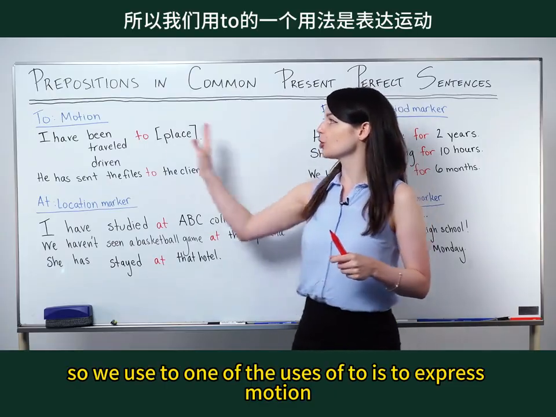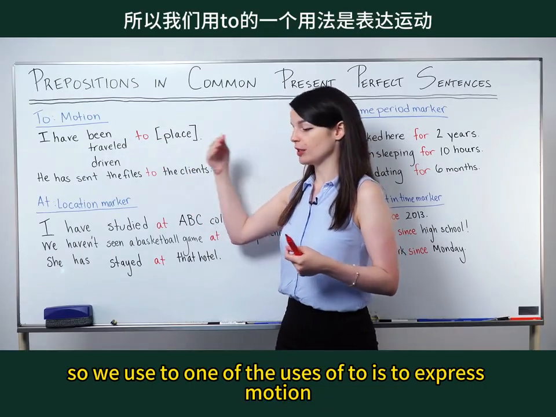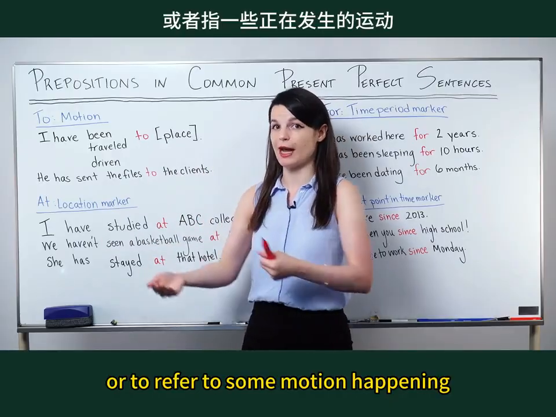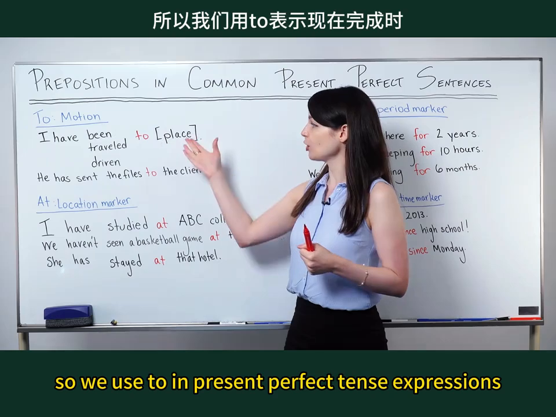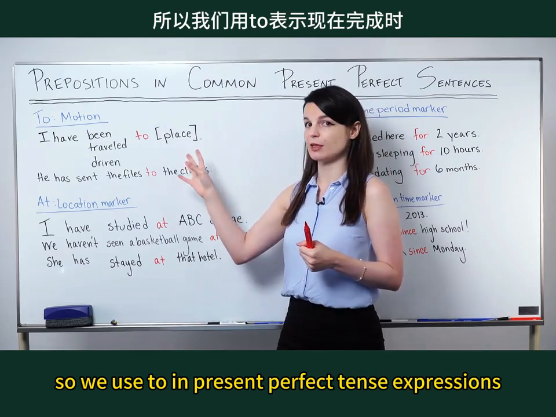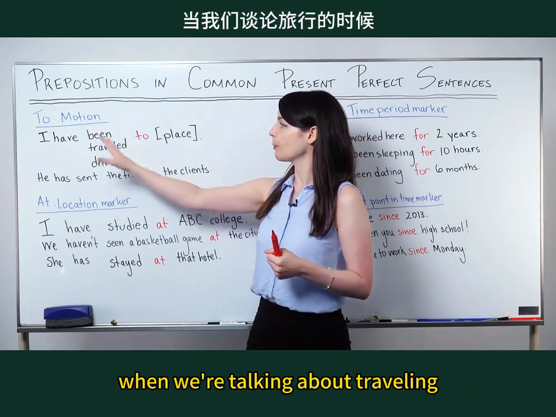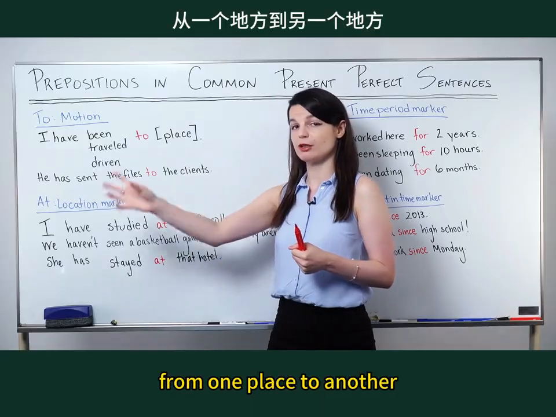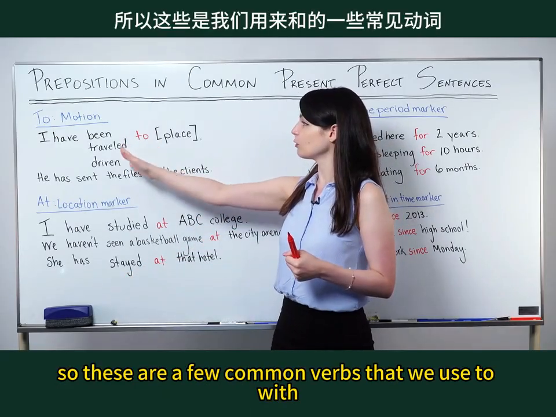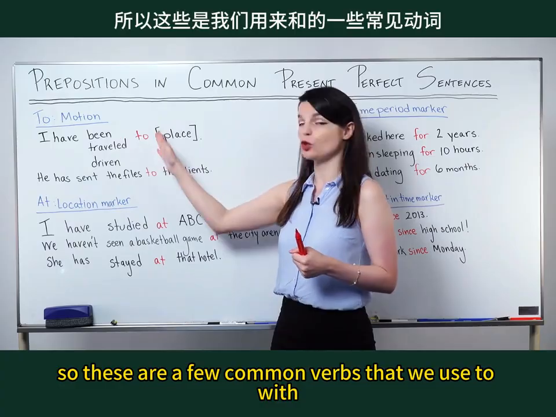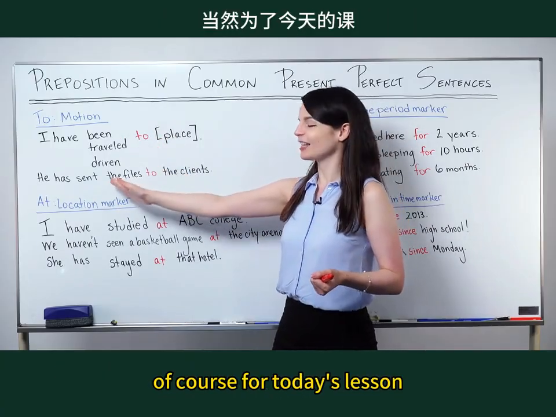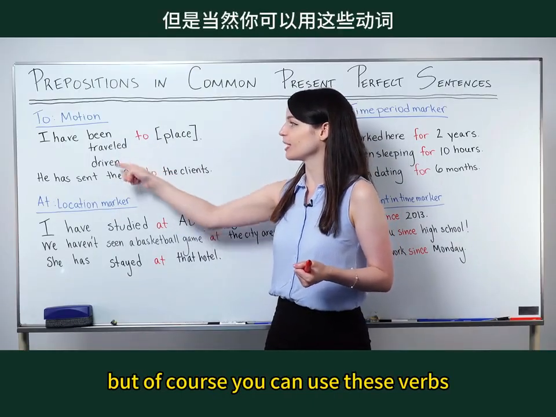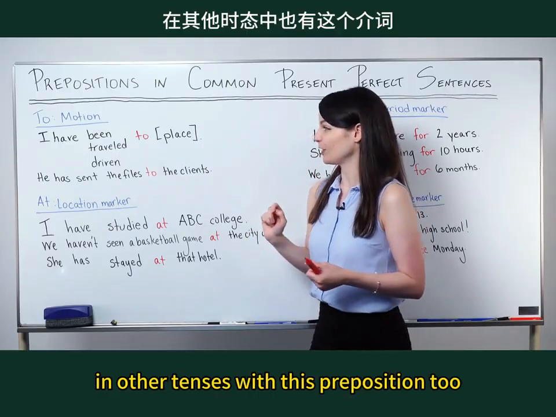One of the uses of to is to refer to some motion happening. So we use to in present perfect tense expressions when we're talking about traveling or movement from one place to another. These are a few common verbs that we use to with. Of course, for today's lesson, I'm focusing on present perfect tense, but you can use these verbs in other tenses with this preposition to.